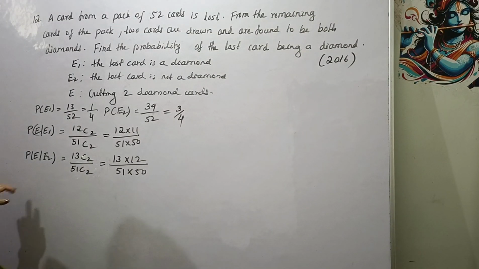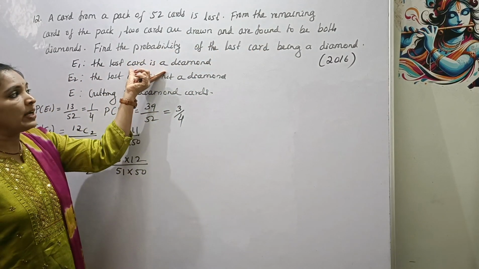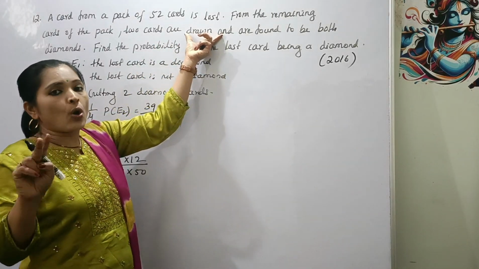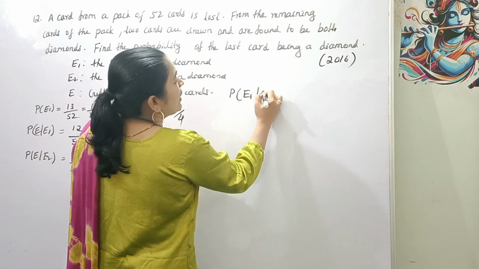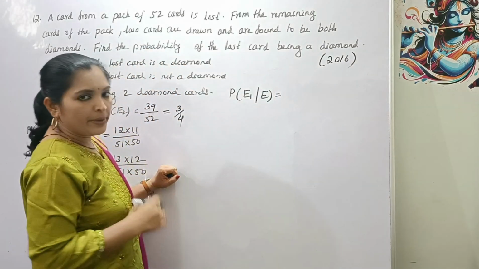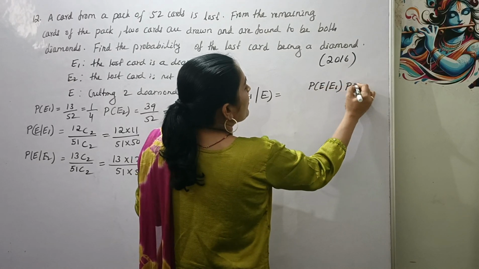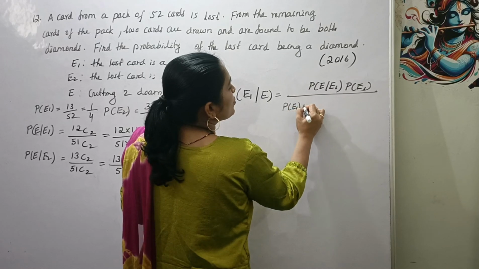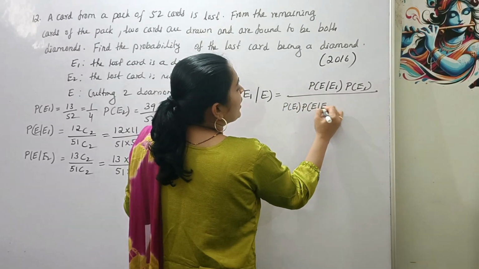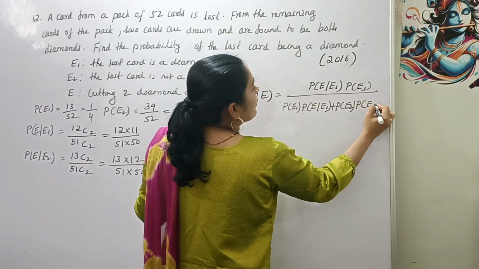Now, what do we have to find? We have to find the probability of the lost card being a diamond, that is probability of E1 given that the two drawn cards are diamonds. That is probability of E1 given E. That is equal to, from Bayes' theorem, probability of E given E1 into probability of E1 divided by probability of E1 into probability of E given E1 plus probability of E2 into probability of E given E2.